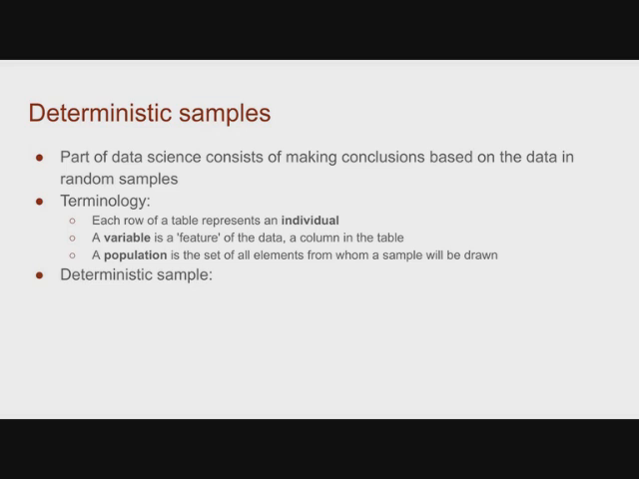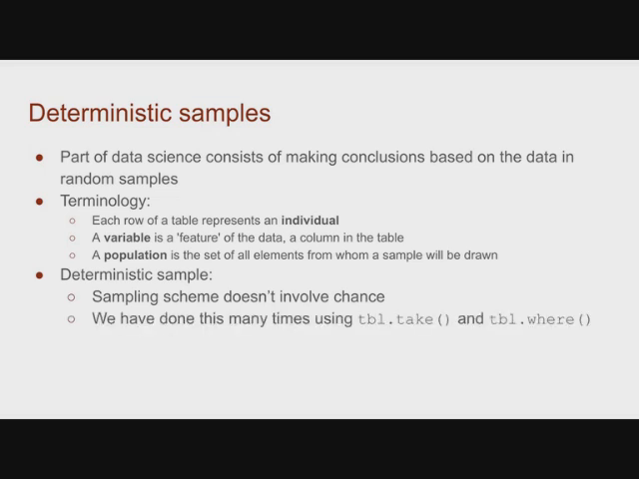And so how do we pick which individuals from a population we're going to sample? Well, one way you can do that is deterministically. What that means is that it doesn't involve chance, that it is predictable who we are going to sample. And we've done this, right? This is not new to us. Whenever we take a particular row of a table via the take method, we are doing a deterministic sample. We're saying, give us row 5, give us row 27, give us rows 2, 3, 4, 6, 7.